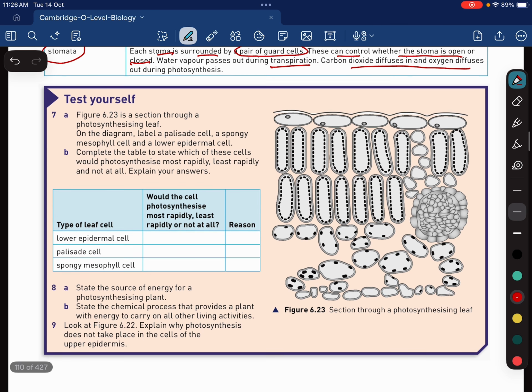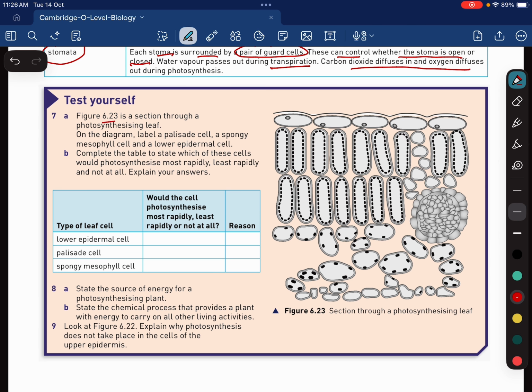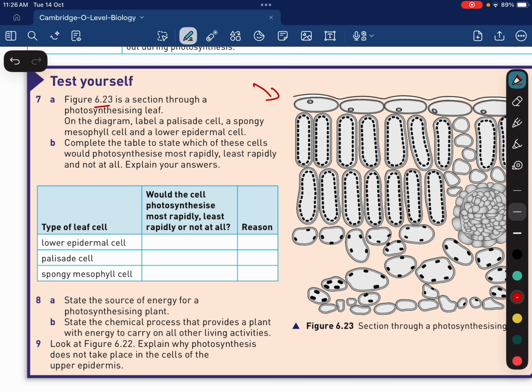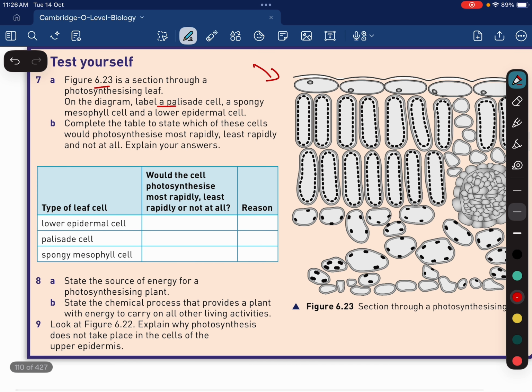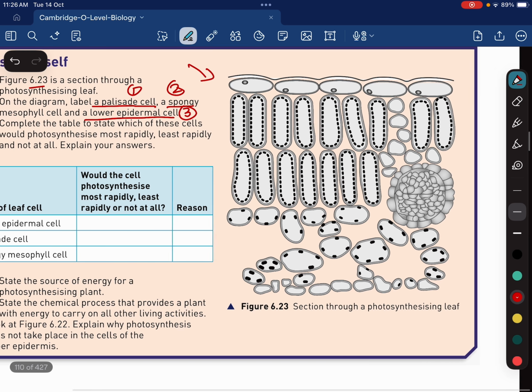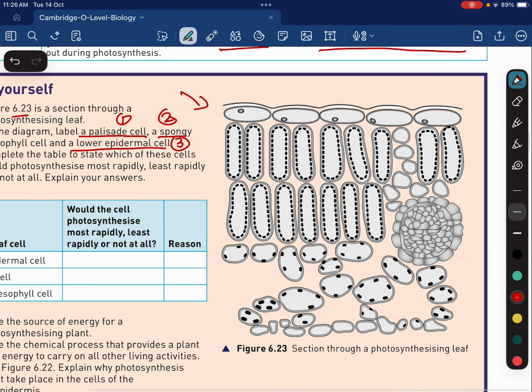Question number 7A. Figure 6.23, as you can see over here, is a section through the photosynthesizing leaf. On the diagram, label a palisade cell, a spongy cell, a mesophyll cell, and a lower epidermis. So three things we have to label: palisade, spongy cell, and lower epidermis cells. Not too difficult, as I will label everything over here so we can have a quick revision.